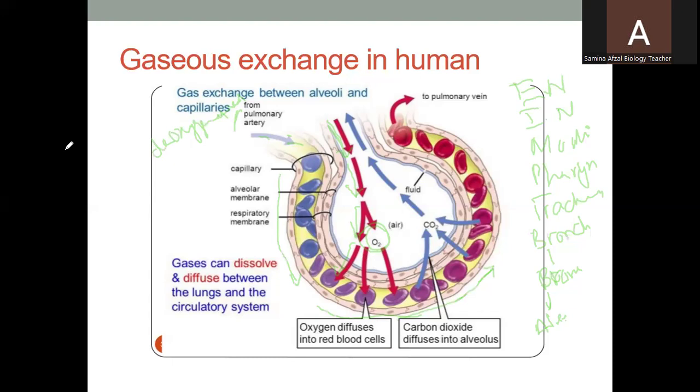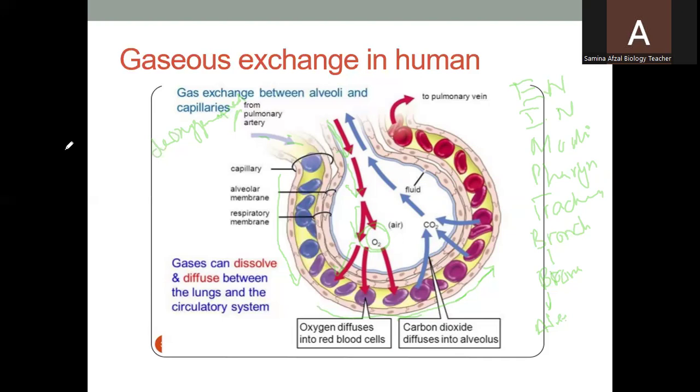Deoxygenated blood means it has a higher concentration of carbon dioxide, and the air which we are inhaling has a higher concentration of oxygen. So in this way, you know, students, that gases move from their higher concentration towards the lower concentration. Here the diffusion of gases will take place from the higher concentration towards the lower concentration.